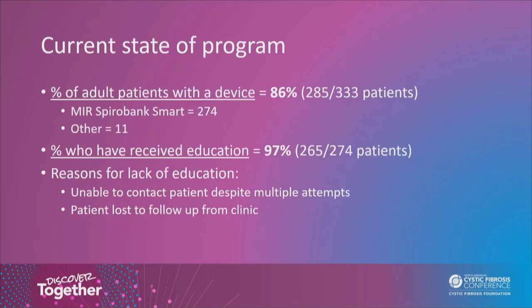So our center has 333 adult CF patients. Of these, 285, or 86%, have a home spirometer. 274 of those devices are the MIR Spirobank smart device, and then 11 patients have some other brands of home spirometers. Of the 274 with the MIR Spirobank smart device, 265 of those patients have received one-on-one education to date. This is 97% of the patients. The remaining patients we have been unable to contact despite multiple attempts, or they're lost to follow-up from clinic.